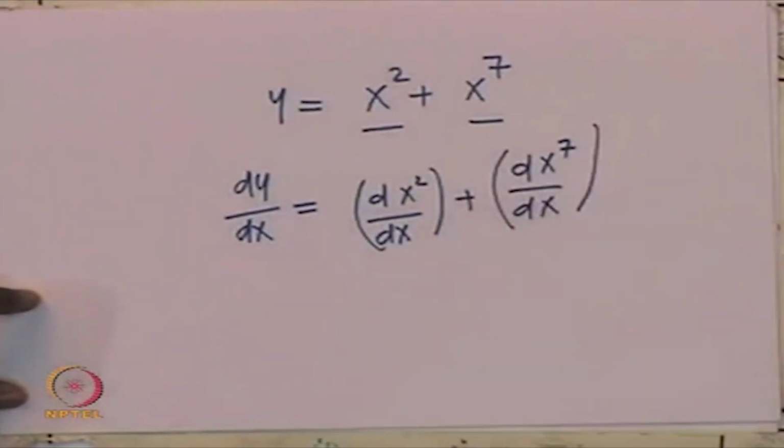And this is the answer. So, when you want to find the derivative of a sum of two functions, you can find the derivative of each function and sum them. So, in general, we can write this like what I wrote here.